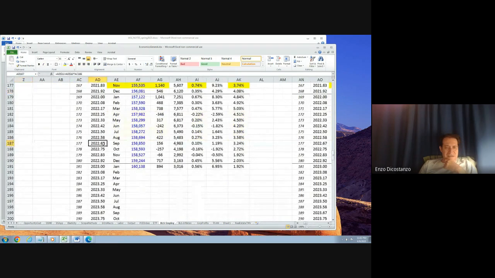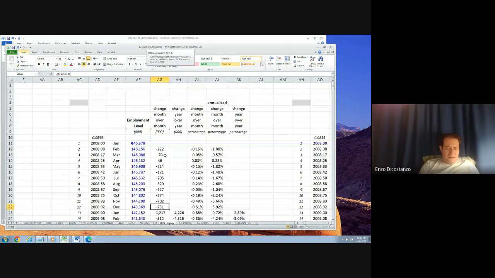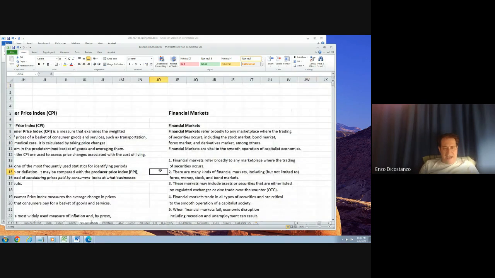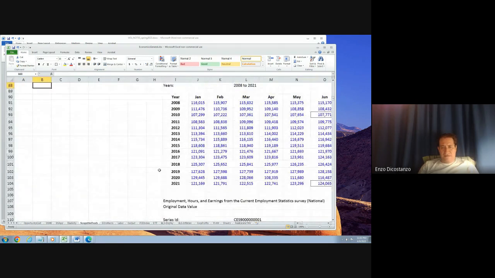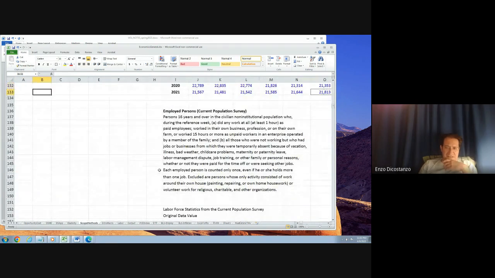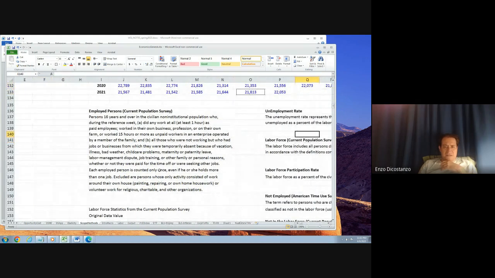So again, you're looking at these couple months here, and employment level. Here, October declined, November declined. It's a bigger umbrella. You can look up the definitions if you're in the military, incarcerated people, people who are self-employed. It goes into all of that. Actually, I might have those somewhere. Yeah, here's employed persons, 16 or over, civilian institutional population, that did any work at least 1 hour as a paid employee, worked in their own business, profession, or their own firm, or worked 15 hours as an unpaid worker in an enterprise operated by a member of the family. Very legal definitions of this stuff.